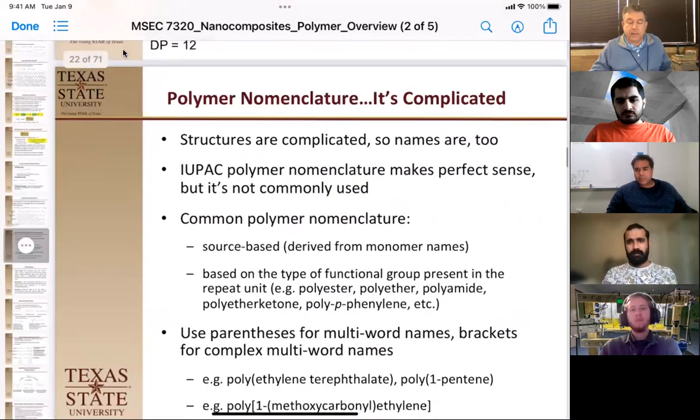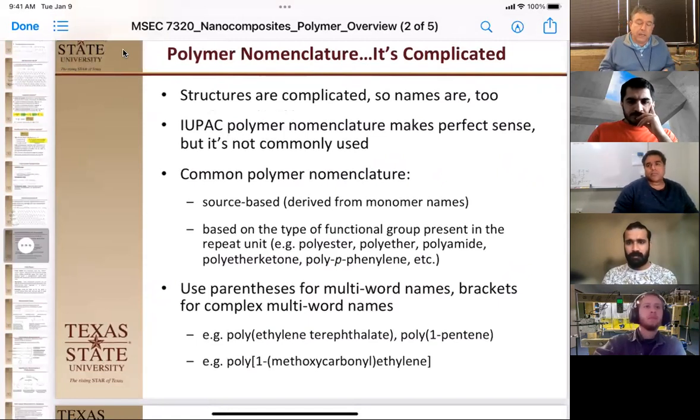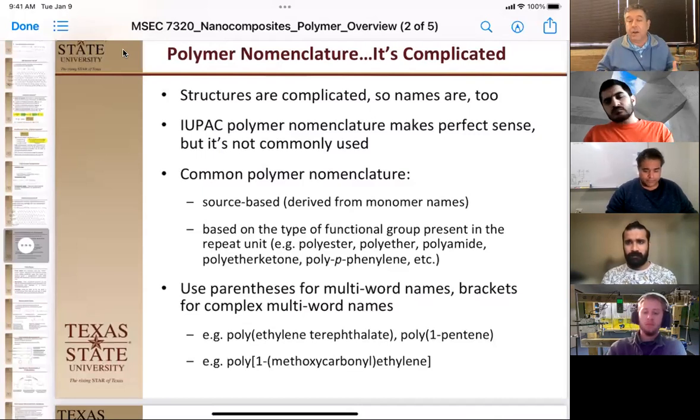All right, so then we now need to talk about naming. And naming is very complicated because a lot of times the IUPAC name, which is the International Union of Pure and Applied Chemistry, is very, very complex. But it's exactly precise. If you find the IUPAC name for a polymer, you can take it anywhere in the world and that will be it.